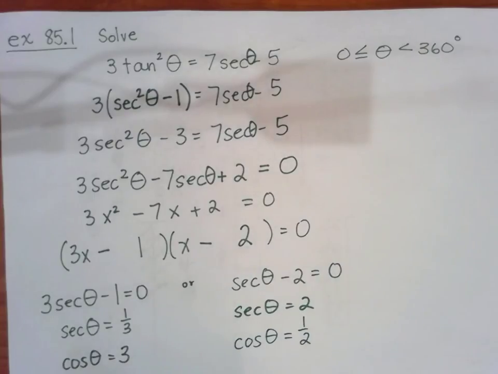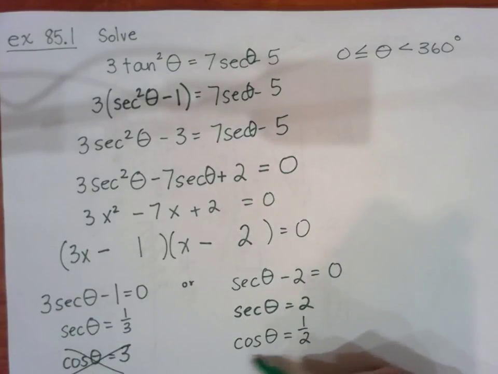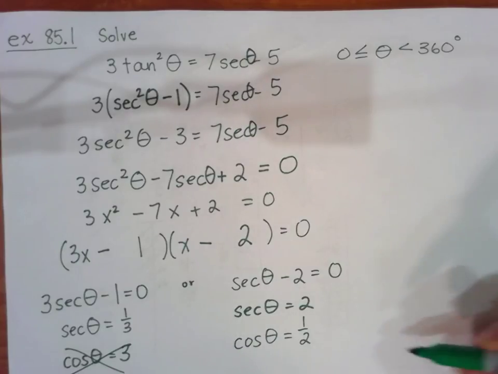Okay. Well, what angles would give us a cosine of 3? Well, impossible. The highest cosine value you can ever get is 1. So this is impossible. So we can throw that one out, and we just need to think about where the cosine is 1/2.